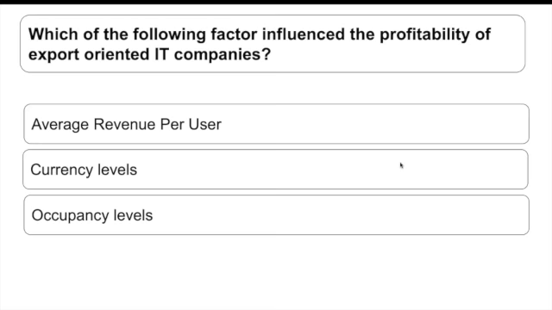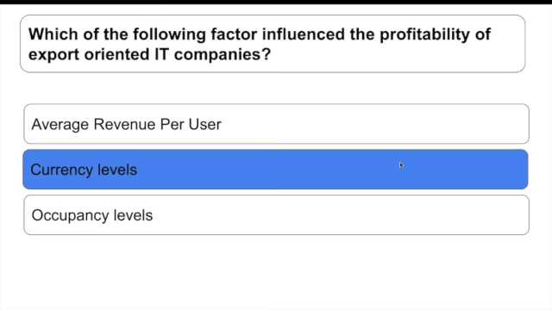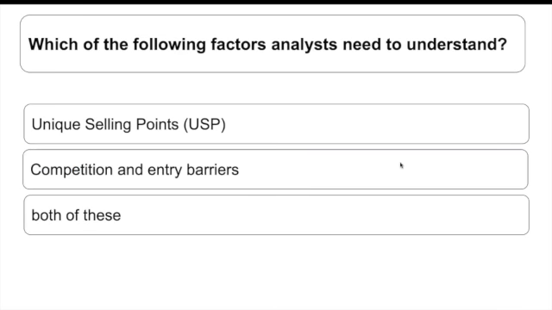Which of the following factors influence the profitability of export oriented IT companies? A, average revenue per user. B, currency levels. C, occupancy levels. The correct answer is currency levels.